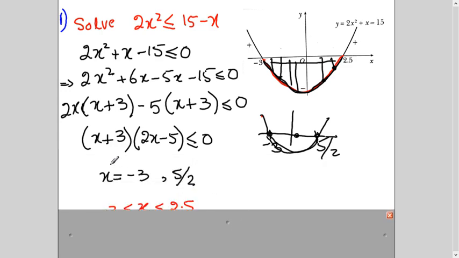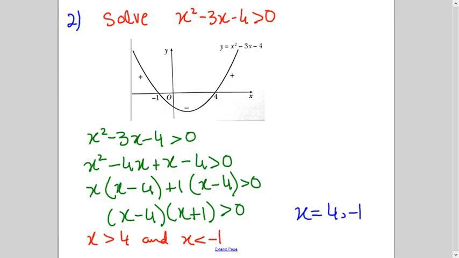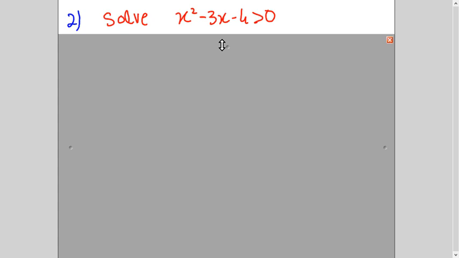So this is basically for you to understand that these are x-intercepts, but you will write this answer: that values of x are in between, and because it is equal to here, you will also write equal to. Okay? So let's see the last example before we finish this video.